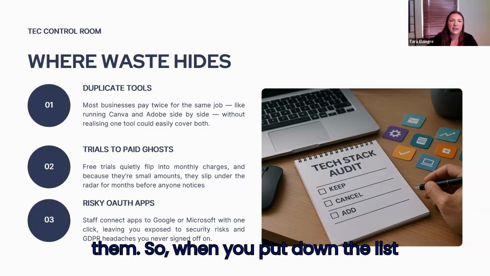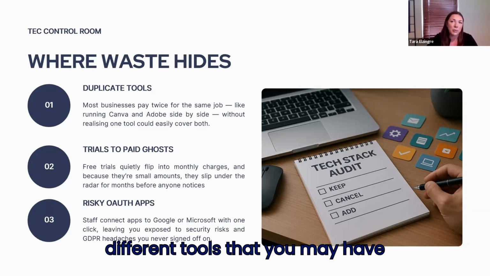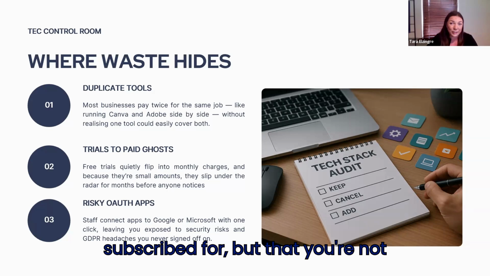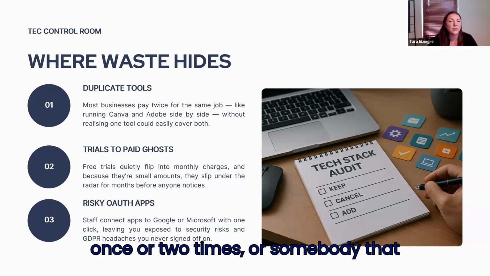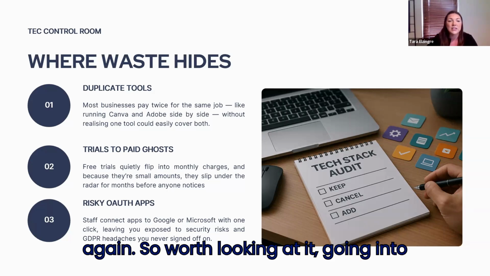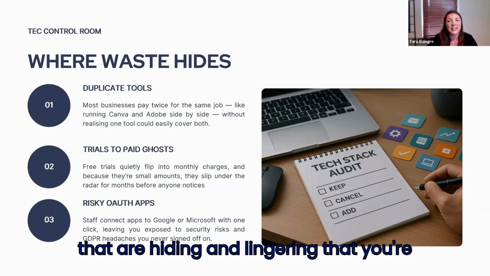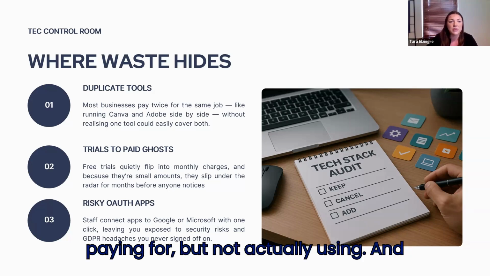So when you put down the list there again, see if there are different tools that you may have subscribed to but that you're not actually using, that maybe you've used once or 2 times, or somebody that works with you has potentially used and you've never used that feature again. So it's worth looking at, going into even your app stores on your phone and seeing if there are any subscriptions there that are hiding and lingering that you're paying for but not actually using.